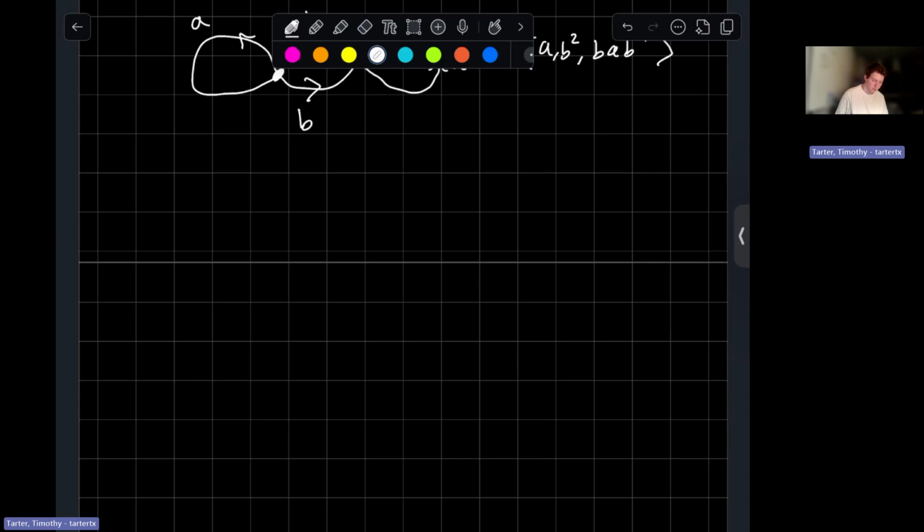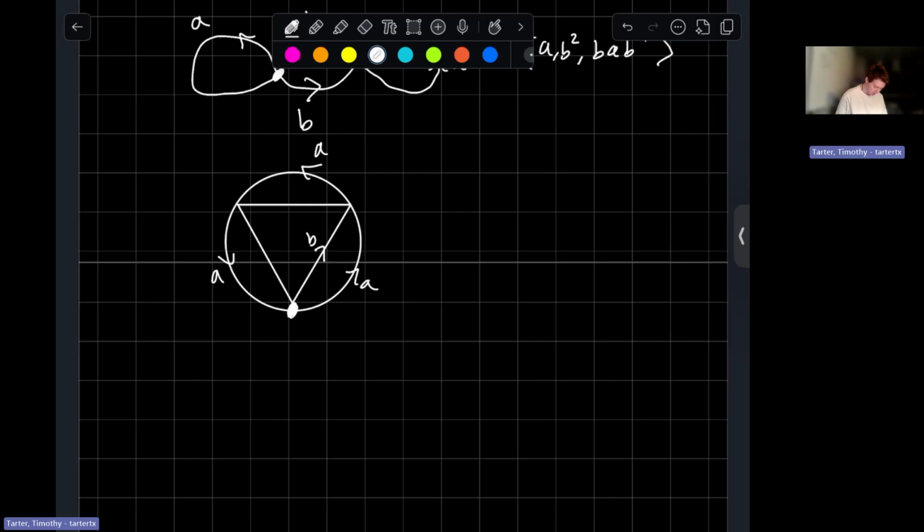No, yeah, I'll do the circle. So if you have a circle, and you have this base point, and you inscribe a triangle in the circle, where you have these outer edges are A, and these inner edges are B, B, B, then this is the covering space determined by A cubed, B cubed, AB inverse, B inverse A.